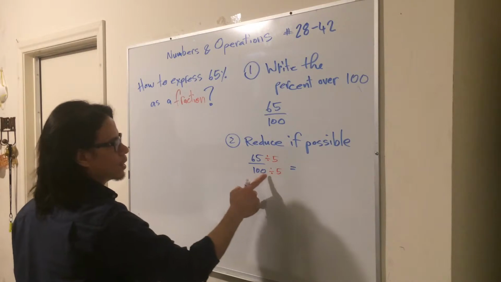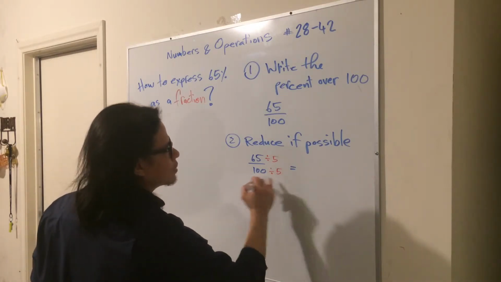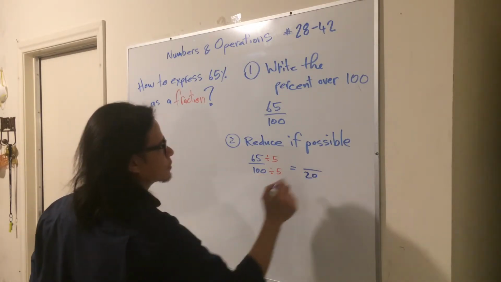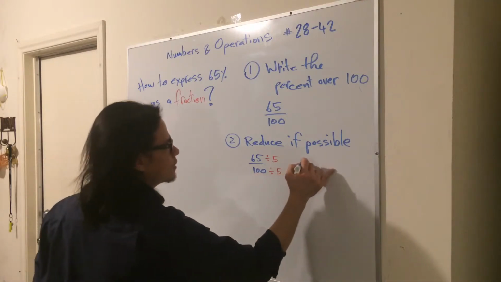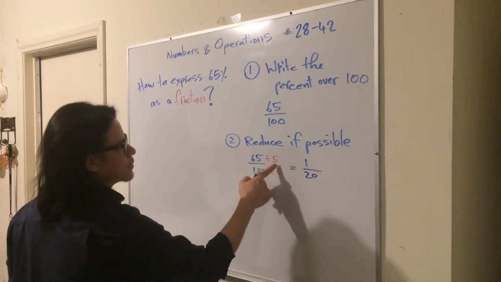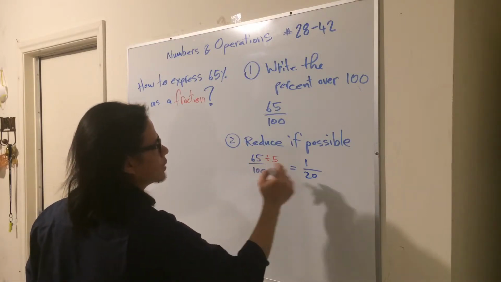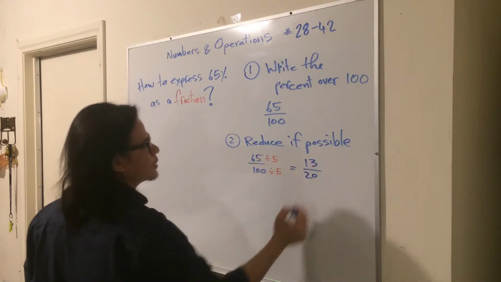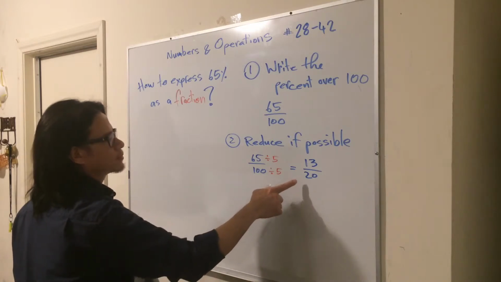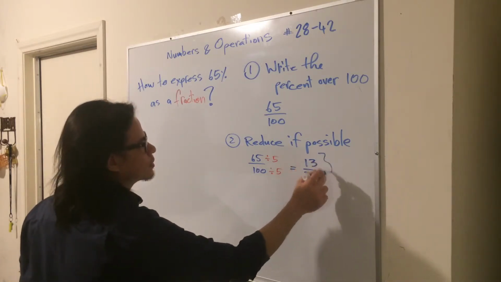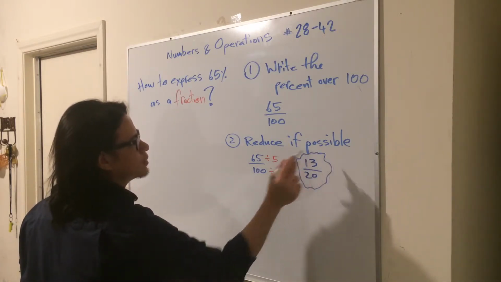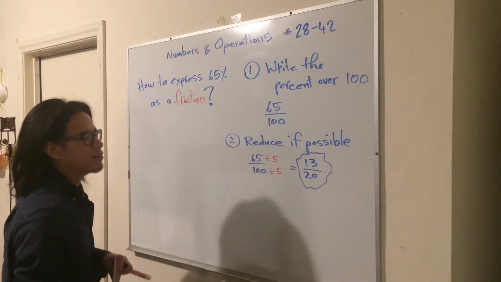Okay, so 5 can go into 100 20 times, 5 can go into 65, well, let's see, 5 can go into 6 one time with a remainder of 1, and then you bring down the 5, so it's 13. Okay? So this is our final answer here. A nice, smaller, cleaner looking number than 65 over 100.